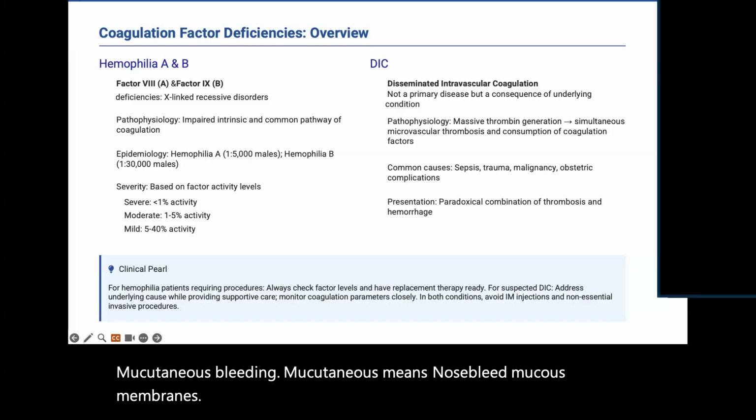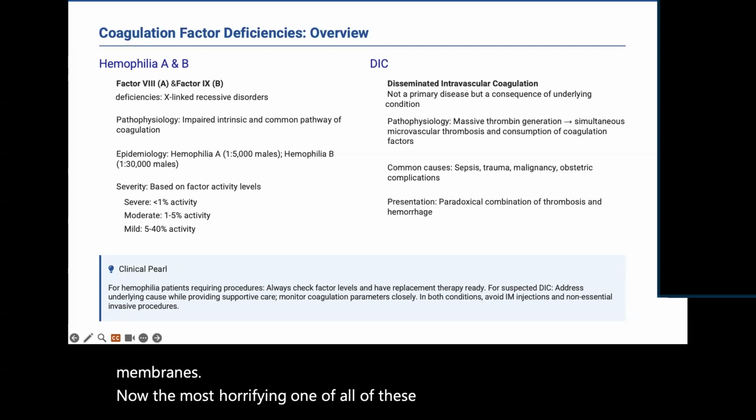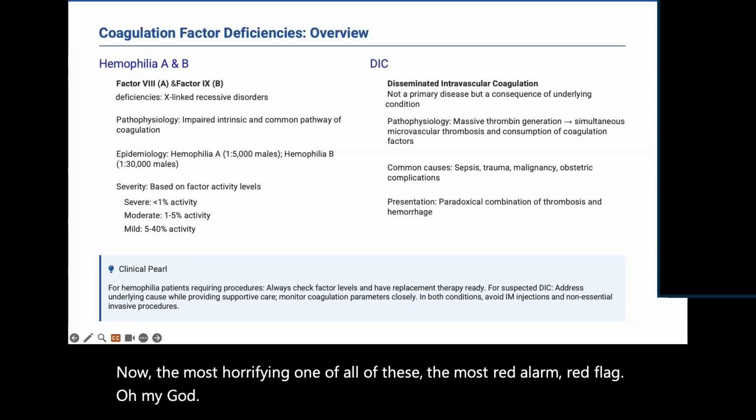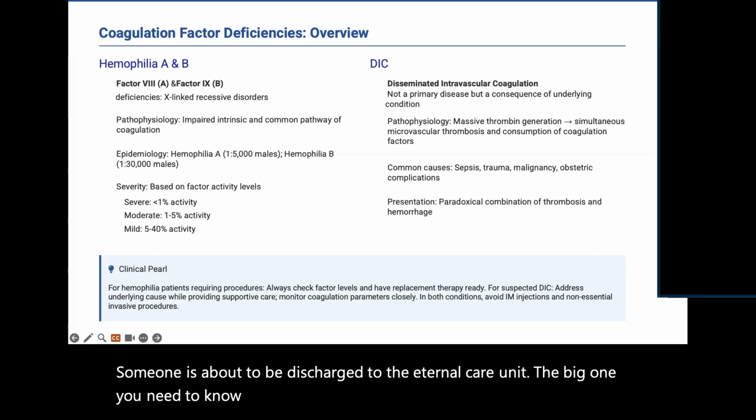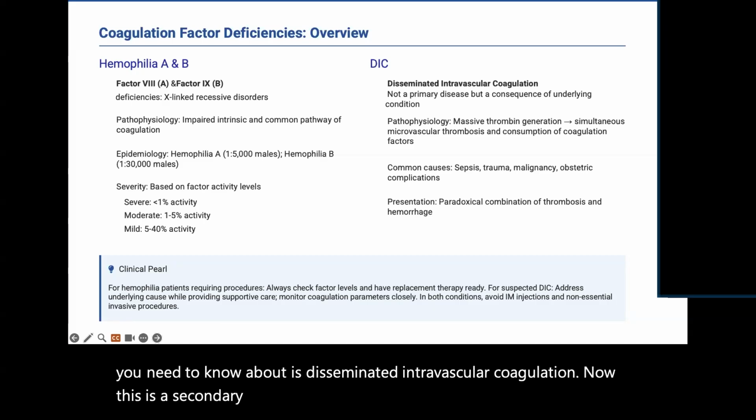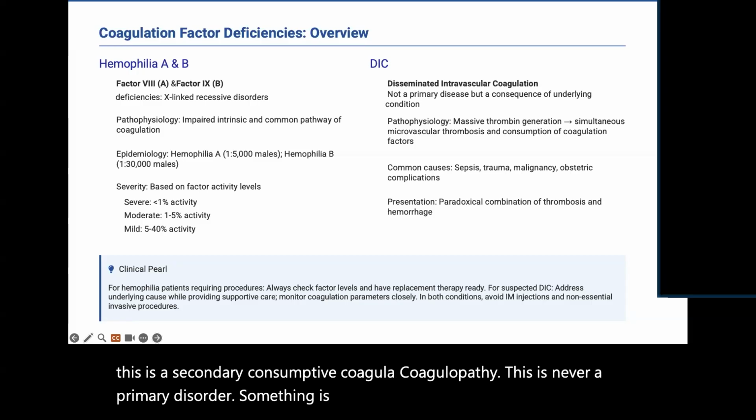Now, the most horrifying one of all of these, the most red alarm, red flag, oh my God, someone is about to be discharged to the eternal care unit. The big one you need to know about is disseminated intravascular coagulation. Now, this is a secondary consumptive coagulopathy. This is never a primary disorder. Something is always causing this condition.